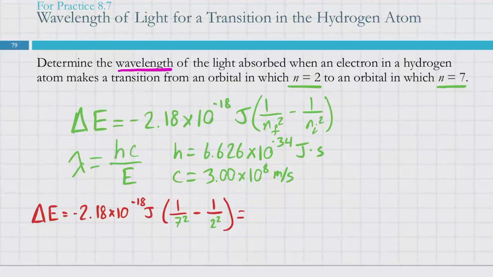The value that we get out for our change in energy, 5.005 and some change, times 10 to the negative 19 units of joules. So this number that we get out is the same as our E value for this lambda equals hc over E. So now we just plug in this number of joules for our E, and we should get out a wavelength.